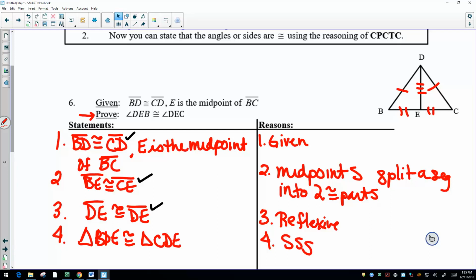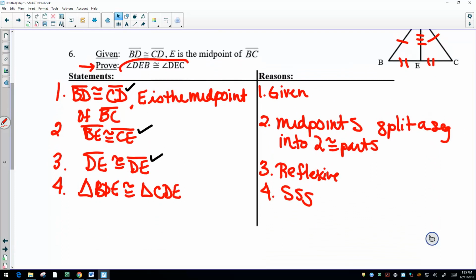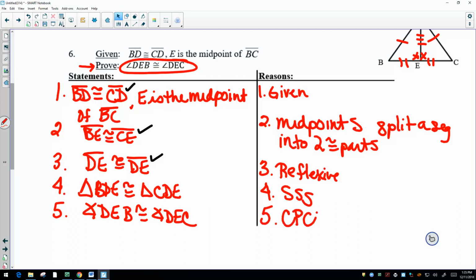Now we're not done. Just because we prove triangles congruent, we're not done. Notice what you are proving. You are proving angles. Well, we had said before, if my triangles are congruent, I know my angles are congruent. So the very next step, we can actually say, okay, well, DEB, which is this angle here, is congruent to angle DEC, which is this angle here, and our reason, we have CPCTC. Again, corresponding parts of congruent triangles are congruent, meaning my triangles are congruent, so I know my parts are congruent.